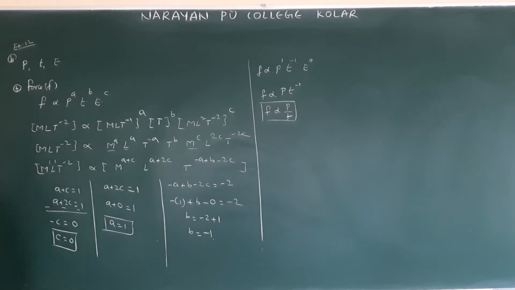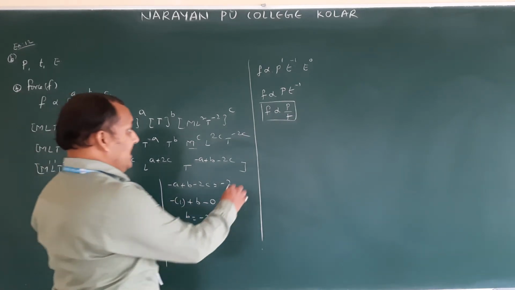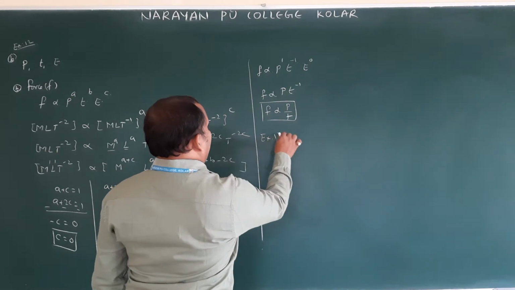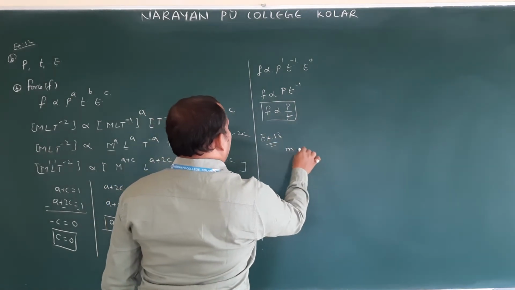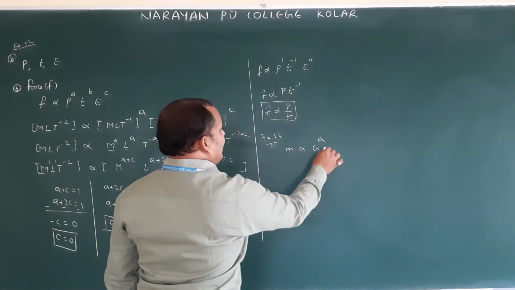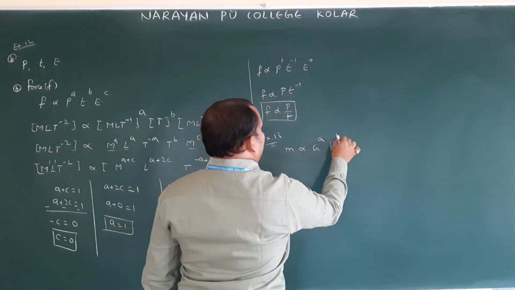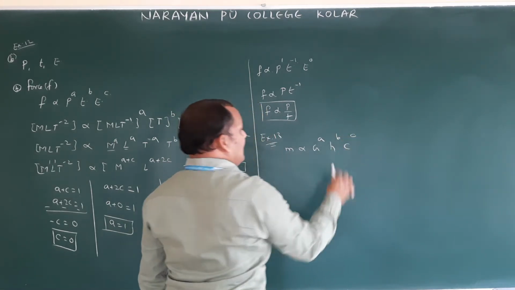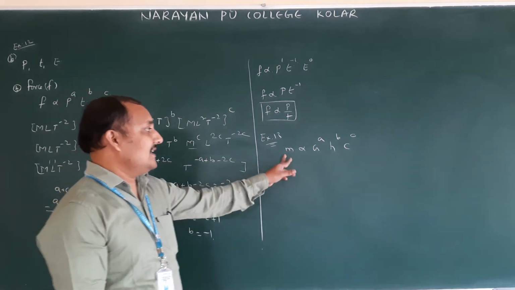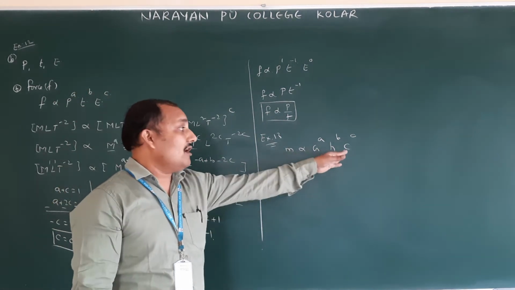So next, example 13. If the gravitational constant capital G, Planck's constant h, and velocity of light c are given as basis quantities, basis units, find the dimensions of mass. So mass is directly proportional to gravitational constant, next Planck's constant, next velocity of light. So they are asking the relation among all these.